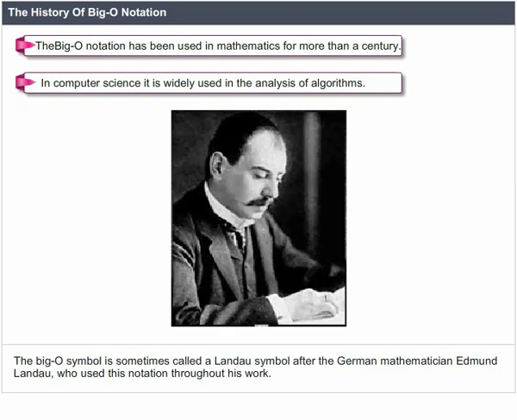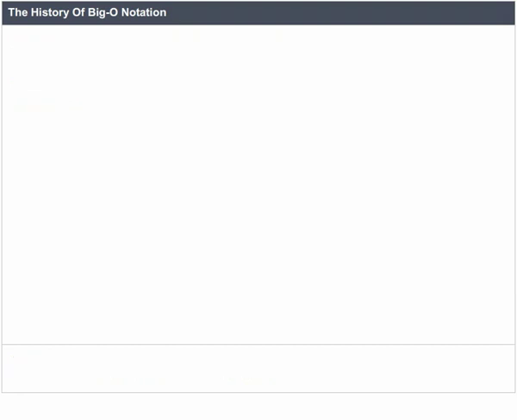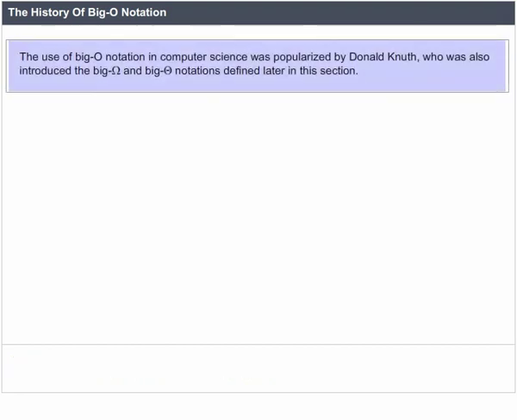The big O symbol is sometimes called a Landau symbol after the German mathematician Edmund Landau, who used this notation throughout his work. The history of big O notation. The use of big O notation in computer science was popularized by Donald Knuth, who also introduced big Omega and big Theta notations, defined later in the section.